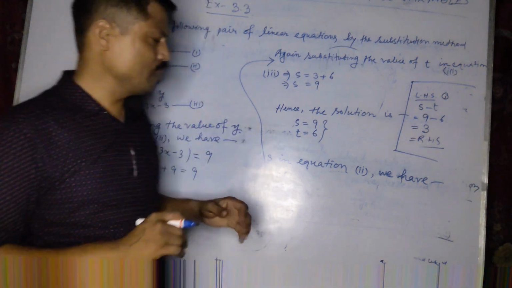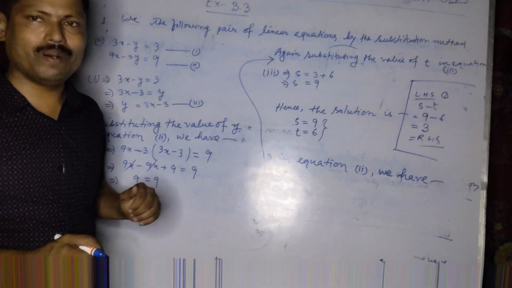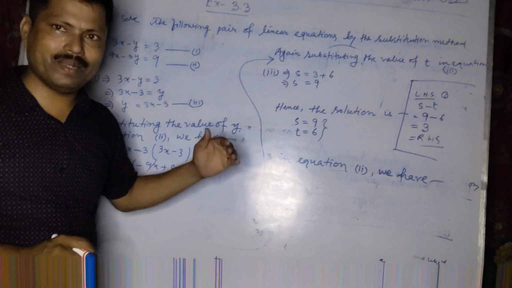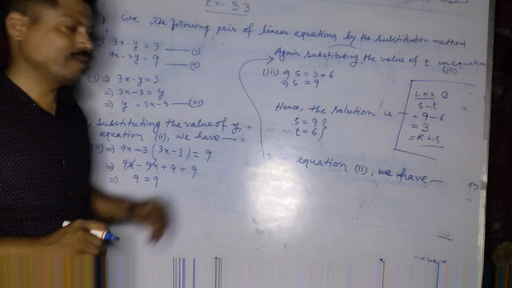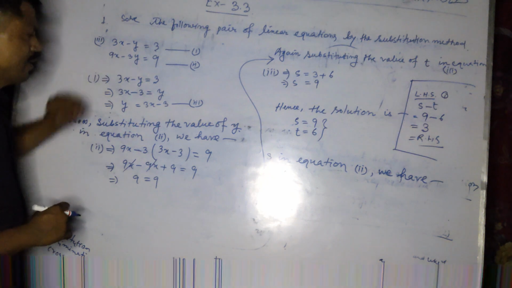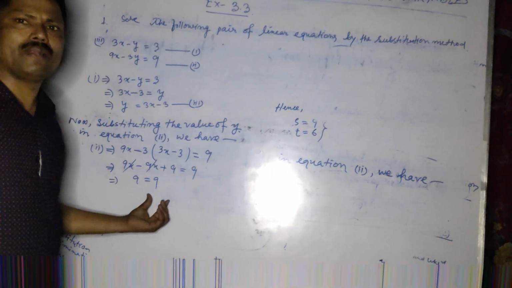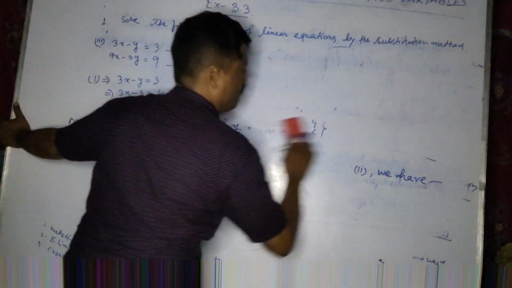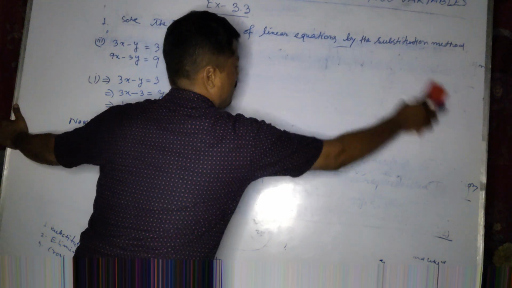That's why before solving this, we have to find the ratio of the coefficients of x and y. If the condition is applied, then we proceed; if not, we stop. Here we got 9 is equal to 9, and there are many solutions, so before doing this we have to apply the ratio process.